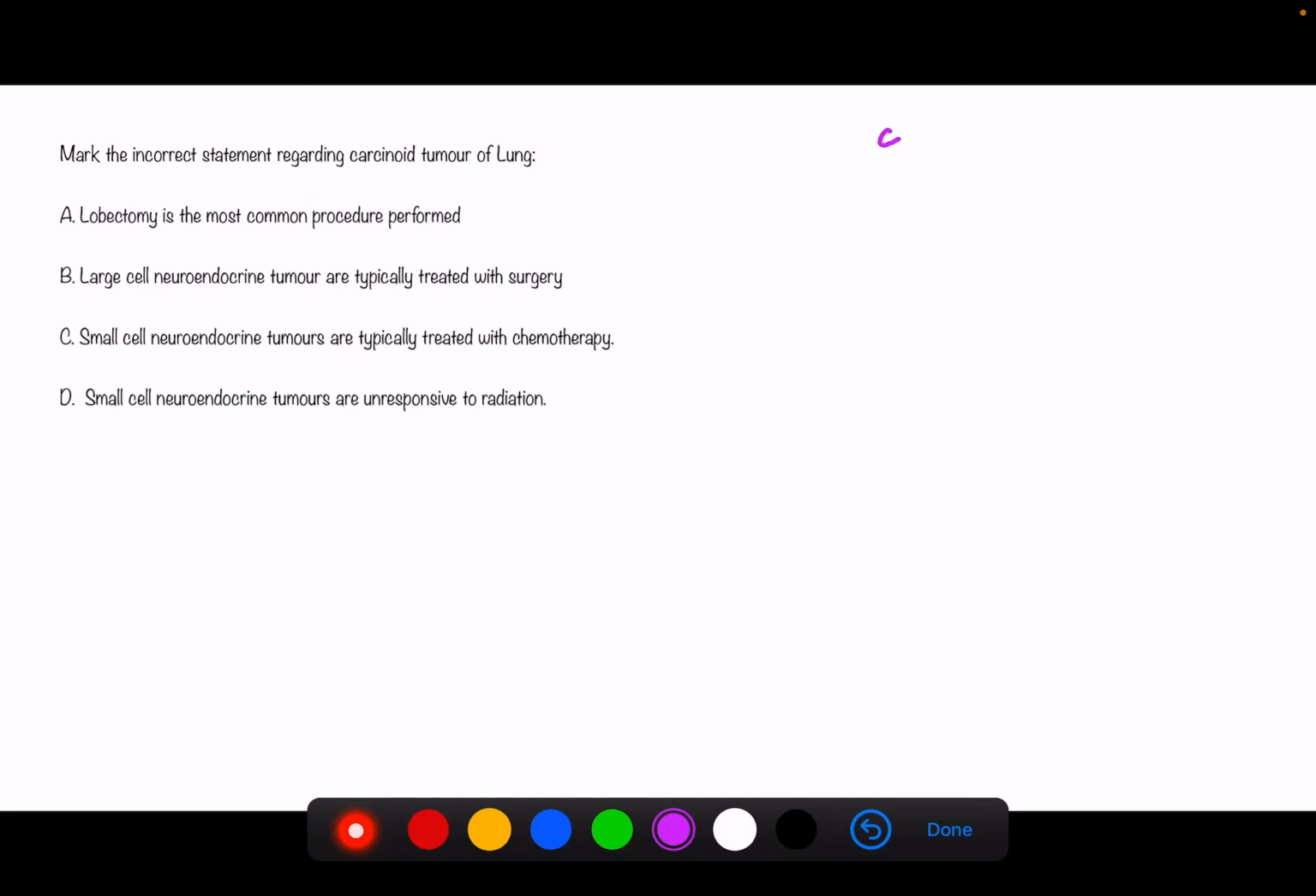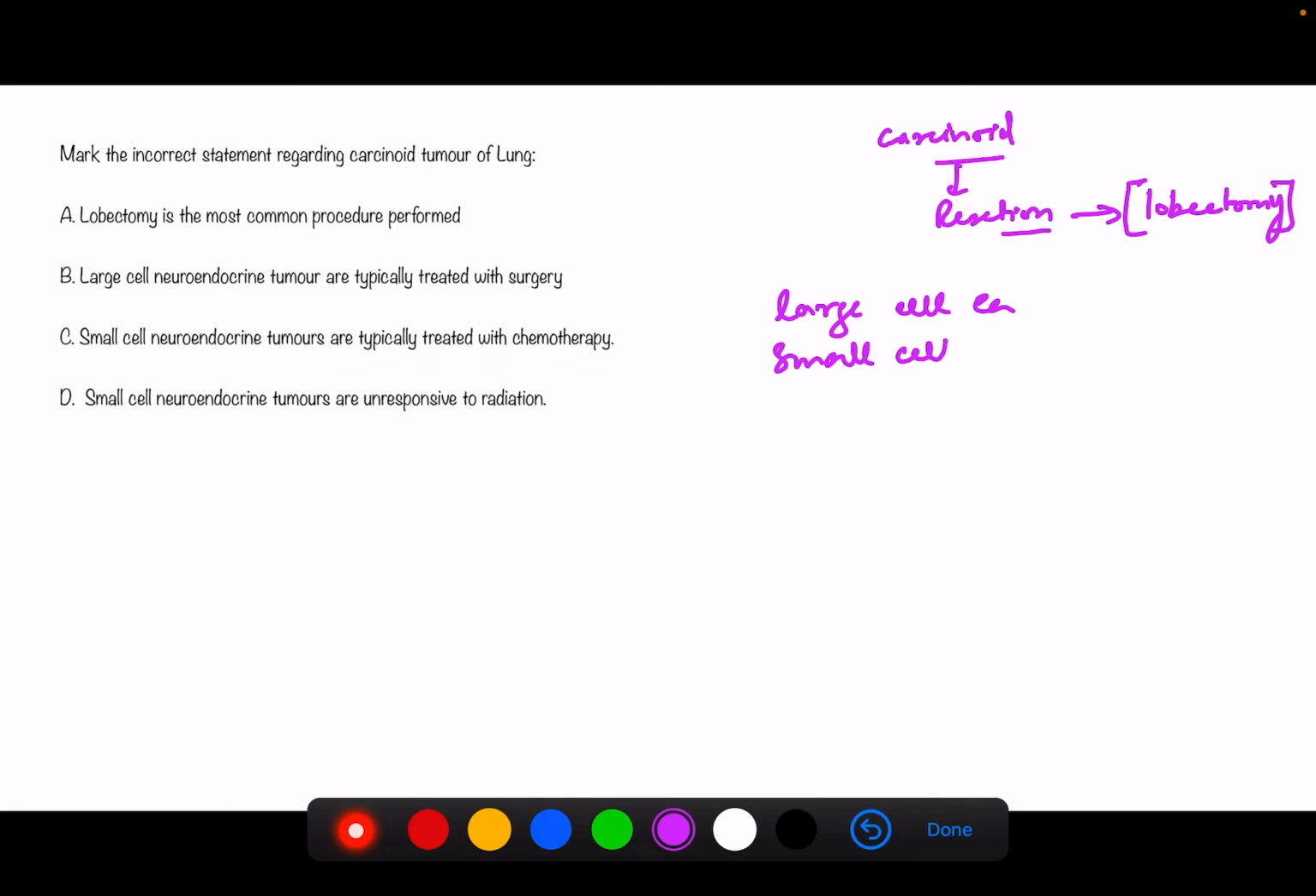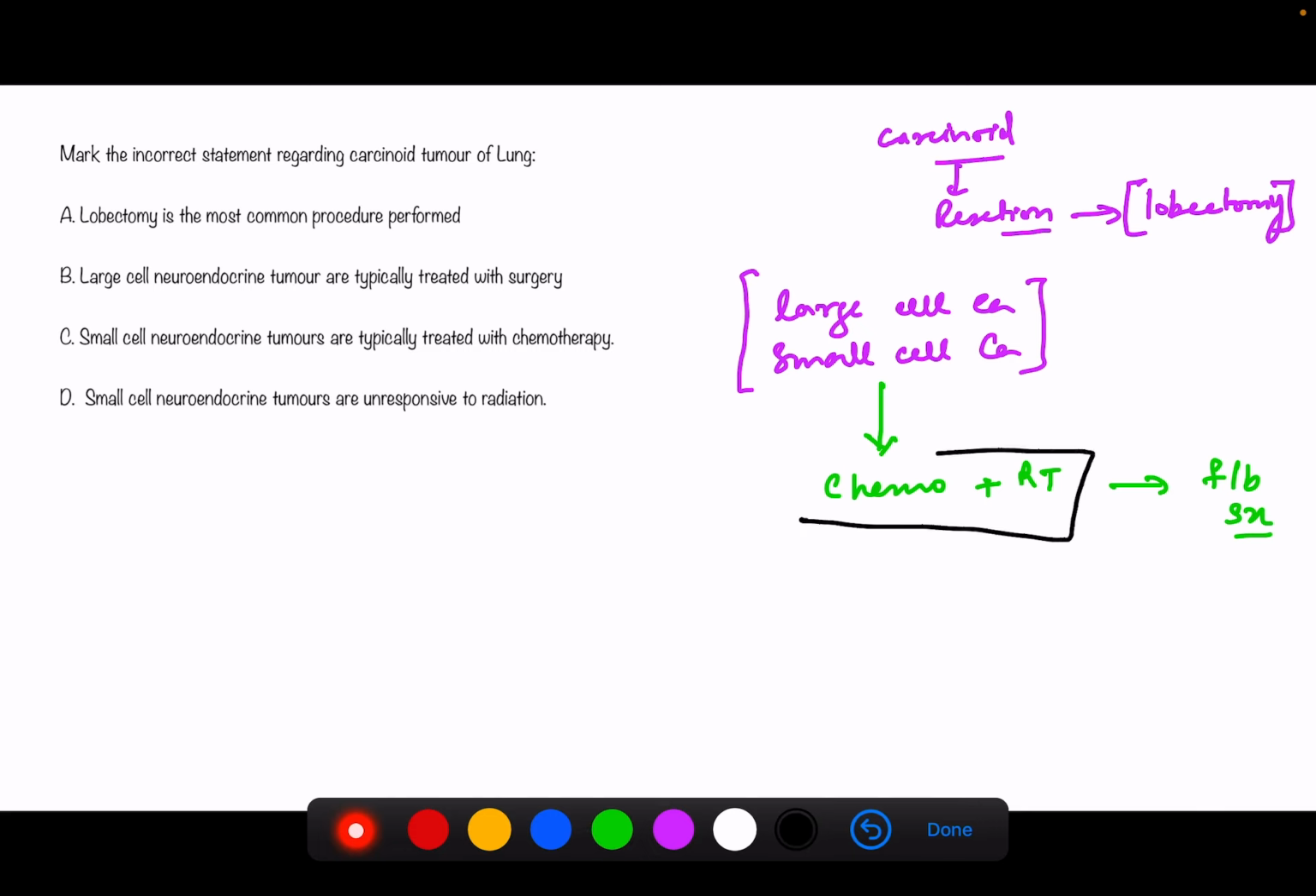So how do we treat these carcinoid tumors? Carcinoid tumors need to be treated with proper resection, and resection is done by lobectomy. One particular lobe is taken out. Lobectomy is the most common procedure performed in case of carcinoid. However, if we move towards the more aggressive region of the spectrum, which is the large cell cancer and the small cell cancer, these are very aggressive, and we treat them with chemo plus radiotherapy followed by surgery. Therefore, for these, chemo plus radiotherapy is the preferred modality. We need to know that.